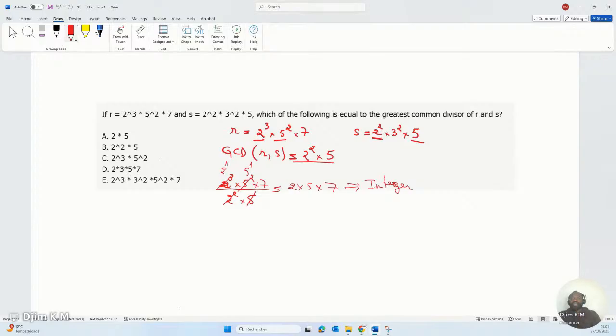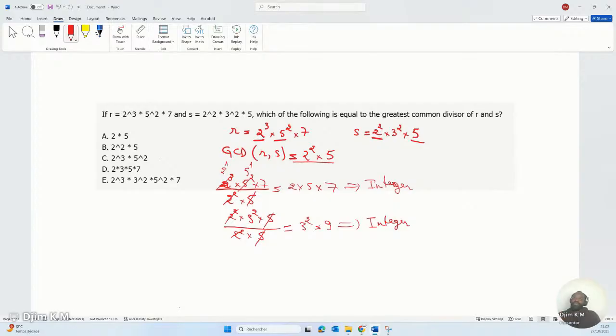Okay, the same thing for s. If we say s divided by our greatest common divisor here, we will find that it will give us, yeah, so this one we can simplify, cancel it, and this will give us 3 to the power 2 equals 9, which is also an integer.